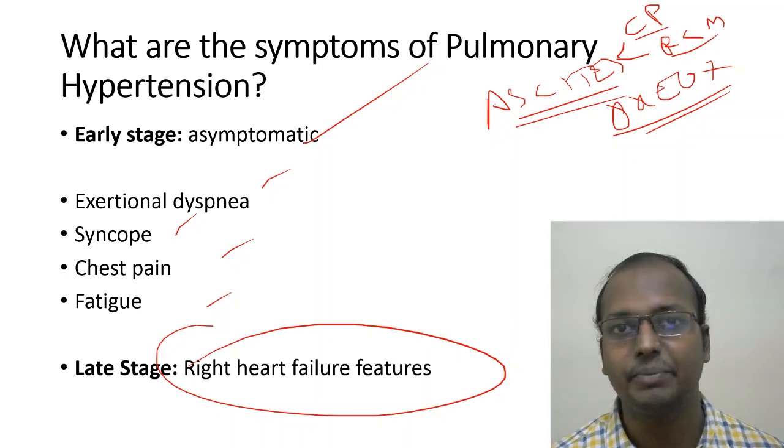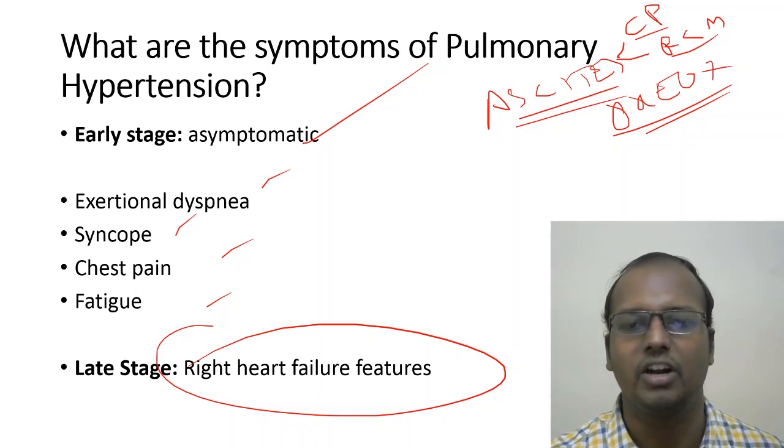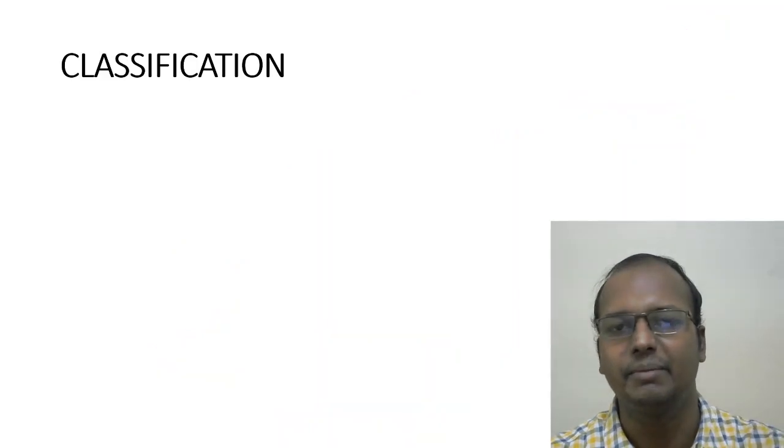Understood? And in any patient with pedal edema, always look at the JVP. If the JVP is elevated in a patient with pedal edema, then the cause is cardiac. These are some practical tips.